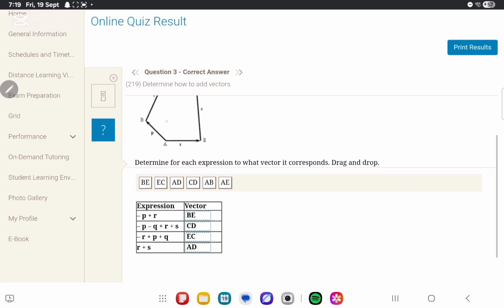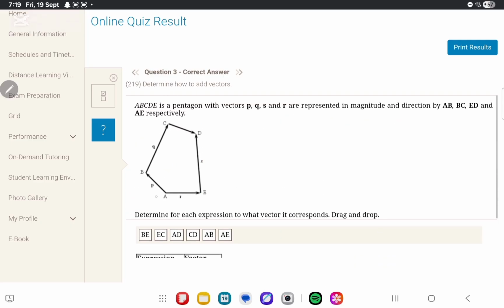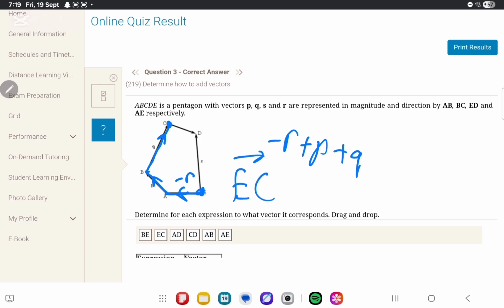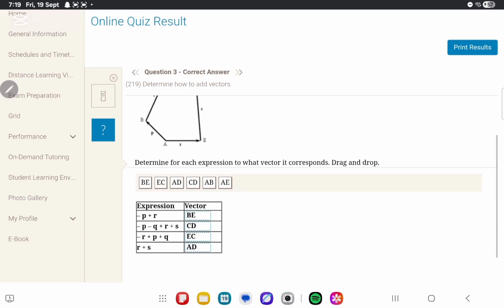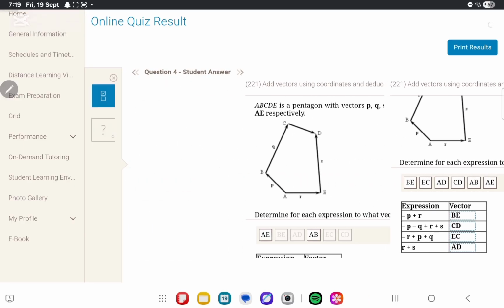Okay, moving on. Negative R plus P plus Q. So negative R will be going like this in this direction. Then P, then Q. You can see I started off at E, I ended at C. EC is my vector. Okay, R plus S. R plus S is very simple. I start off at A, R here, and then S. Started off at A, ended off at D. My vector is AD. Moving on to question 4.